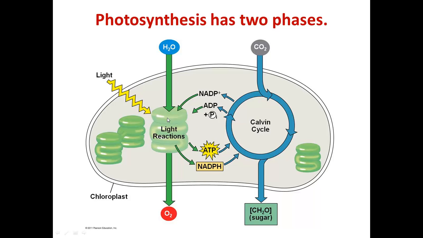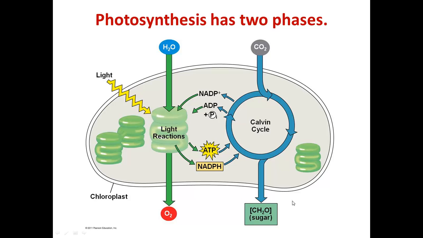So in the light reactions, and these absolutely require light to occur, water in the presence of light energy is used to produce NADPH and ATP. So this energy from the sun is captured and used to produce the high energy molecules ATP and NADPH, and oxygen is given off as a part of the light reactions. So the three major products of the light reactions are oxygen, ATP, and NADPH.